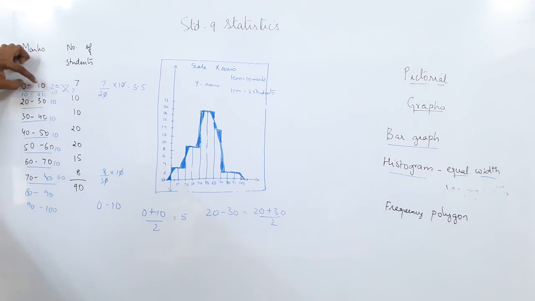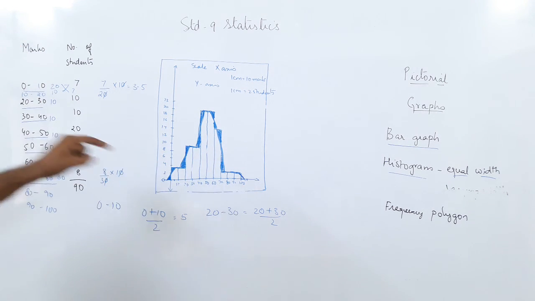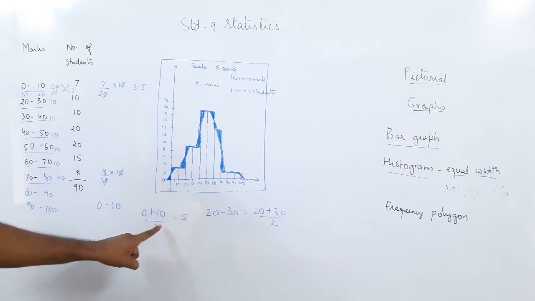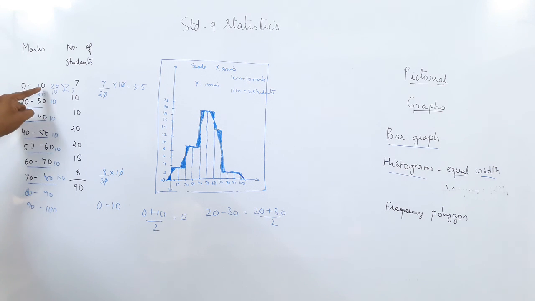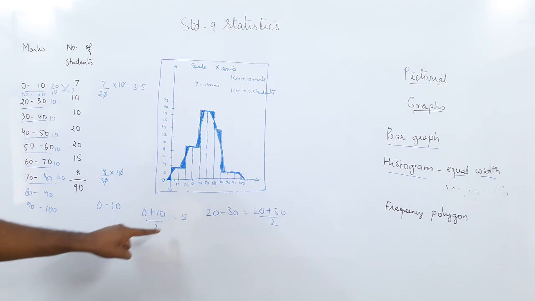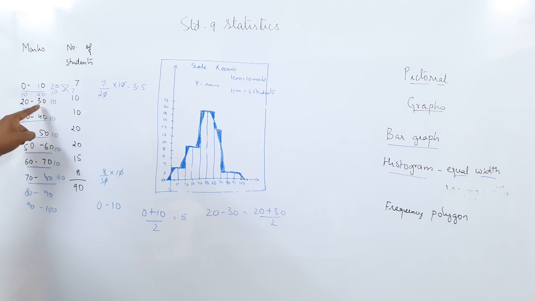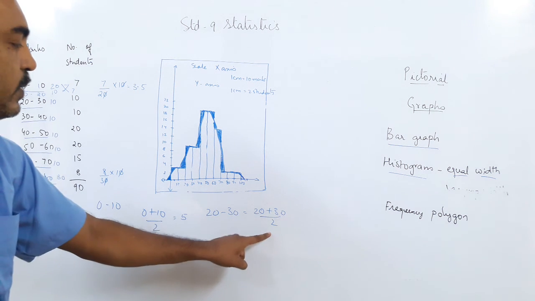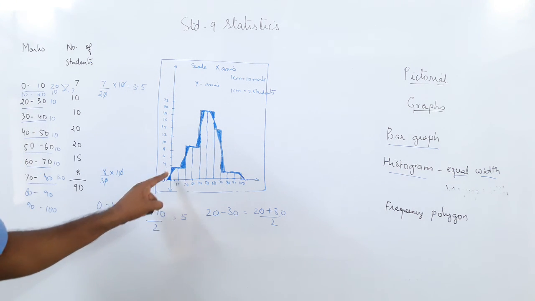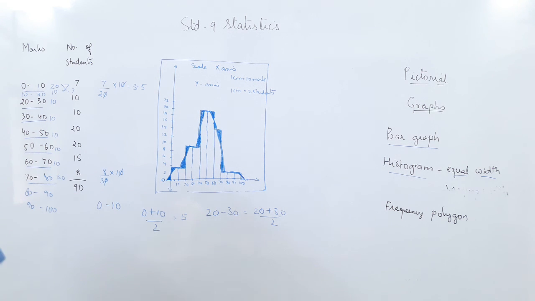Whatever is the class length given to you, you draw the histogram, then take the midpoint. How do you find the midpoint? If the class is 0 to 10, then 0 plus 10 upon 2, that is 5. If the class is 20 to 30, then 20 plus 30 upon 2, that is 25. So you get the midpoints, join the midpoints and get the frequency polygon. The other graphs shown in the IPL we will do in the 10th standard. So here we are finishing with the graphs.